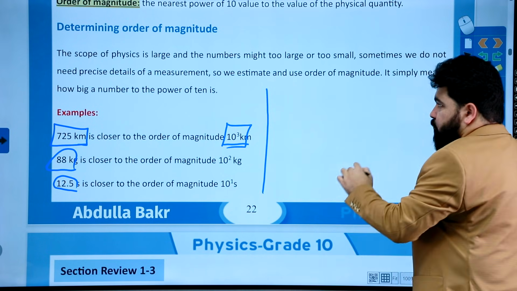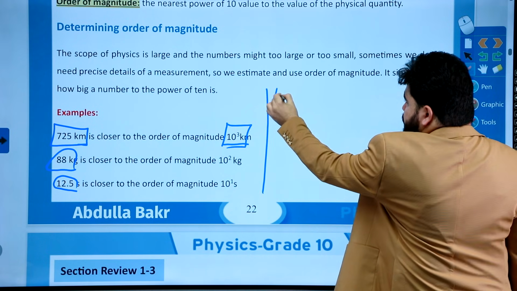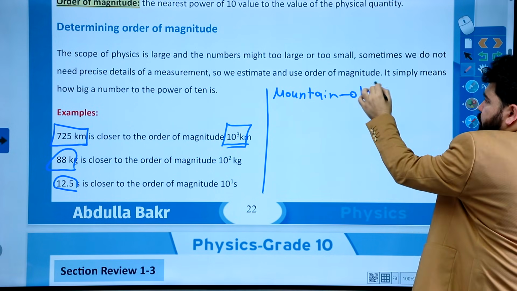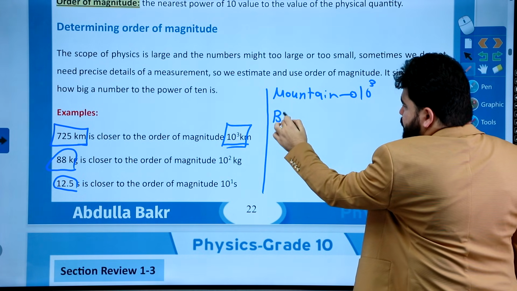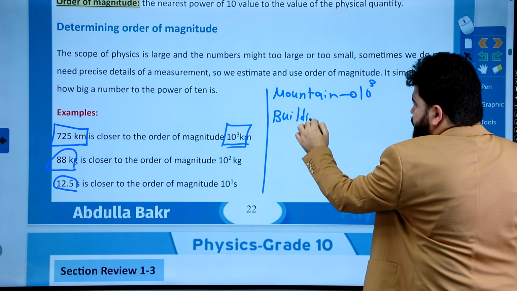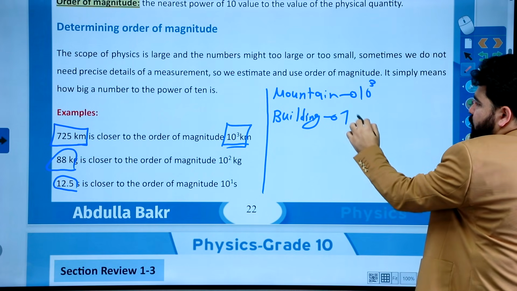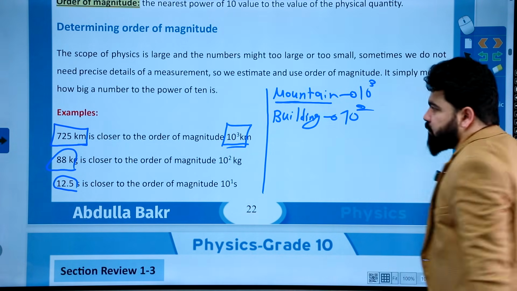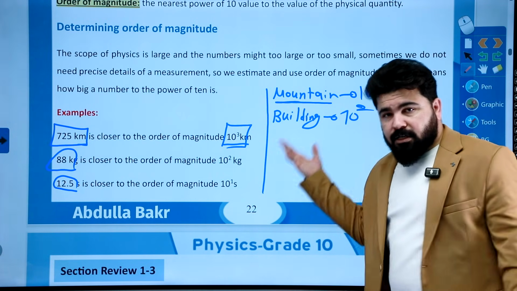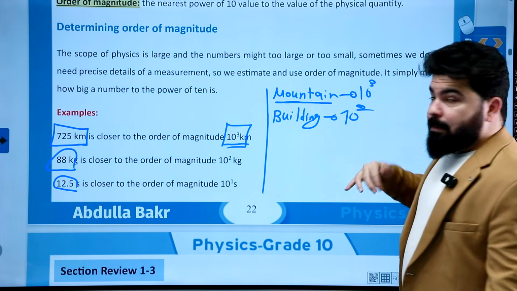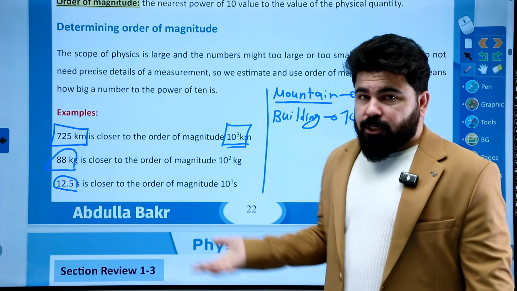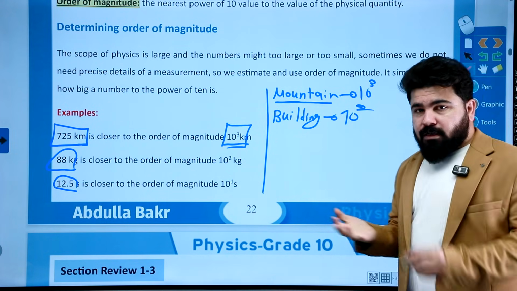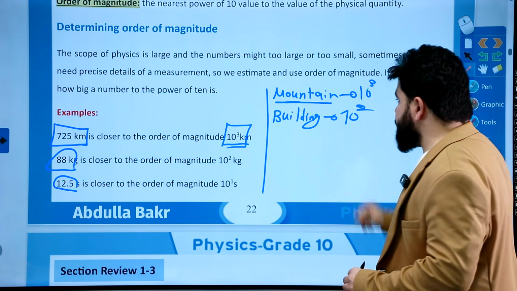These are some really important notes. If it says mountain, the order of magnitude is 10 to the power of 3. If it says building, this is 10 to the power of 2, for example. But be careful. Skyscrapers are different than buildings. A building, for example a hospital or school, is 10 to the power of 2. But a skyscraper, for example Burj Khalifa, is 10 to the power of 3, because it's really, really high.